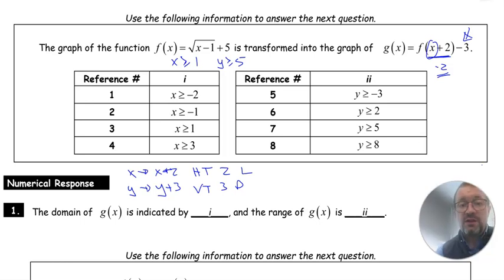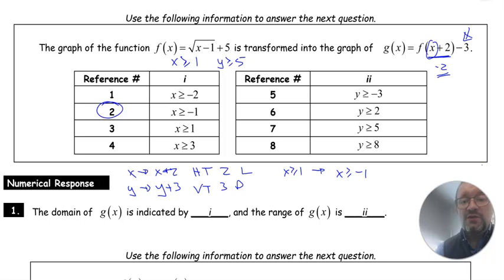So now all I want to do is apply my new transformations to that. So 2 to the left of 1, okay, let's just think about that. 1 subtract 2, I'm going to go 2 to the left, it's going to be negative 1. So my x greater than or equal to 1 is going to become x is greater than or equal to negative 1. Okay, well there it is.